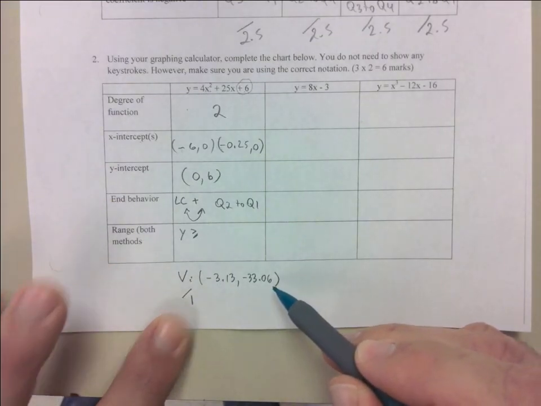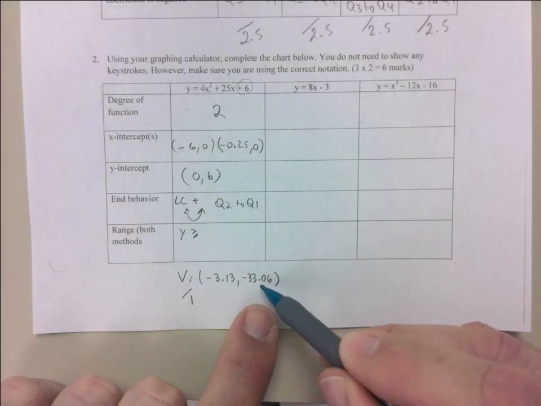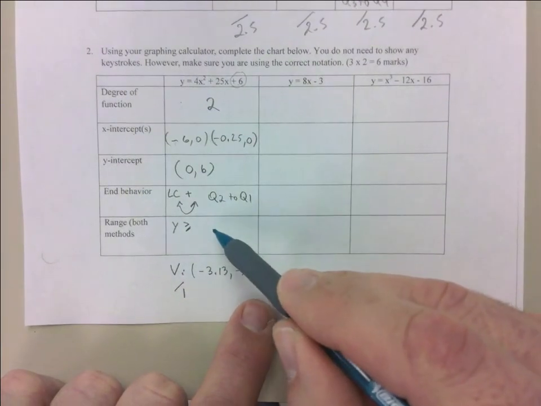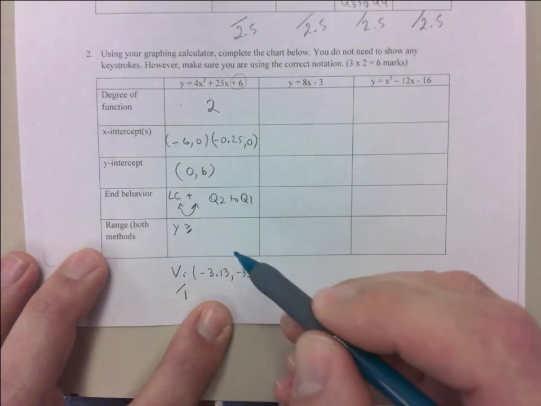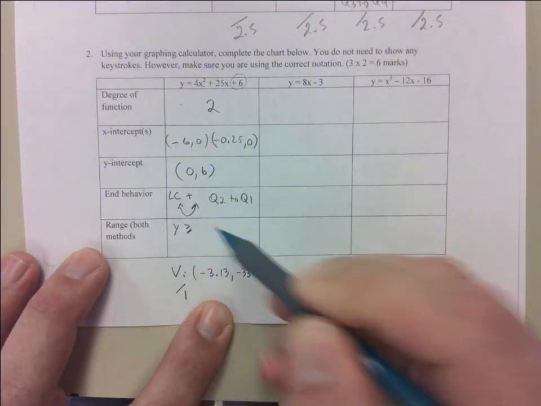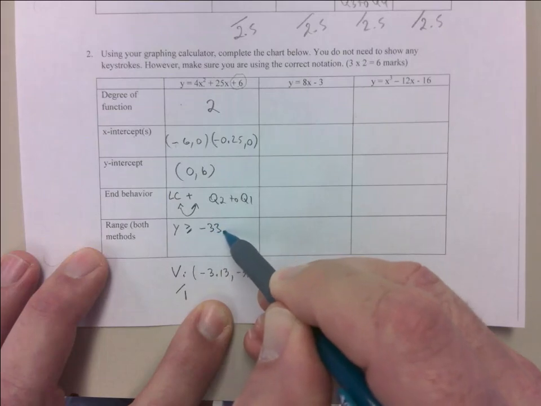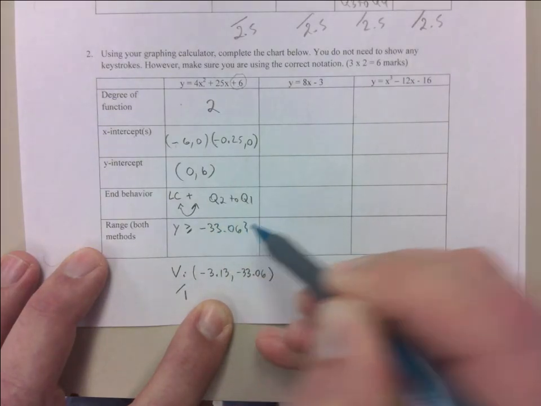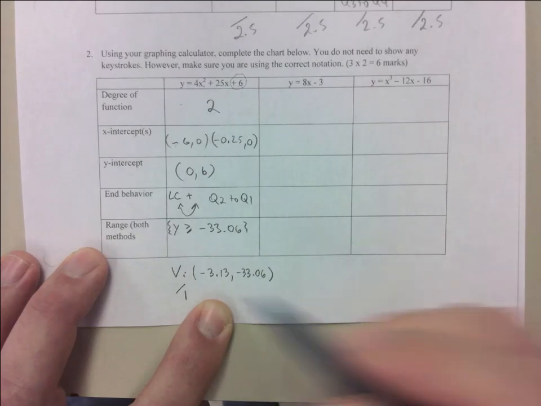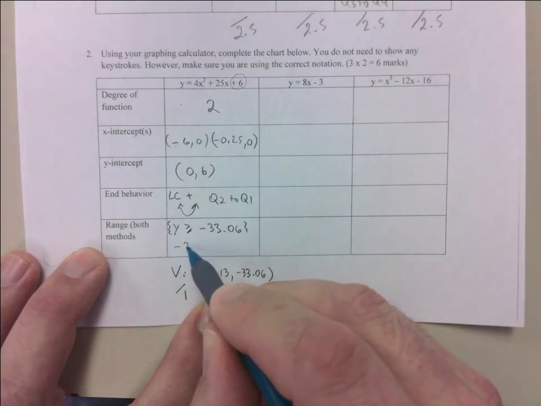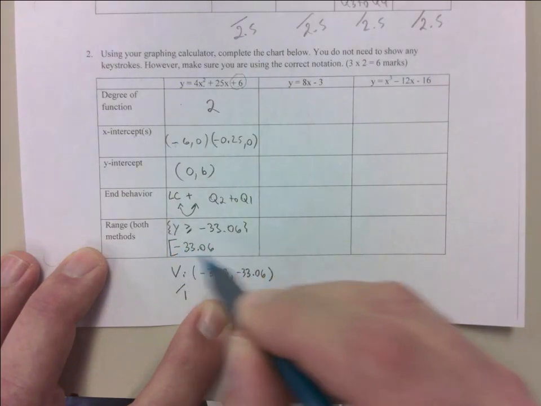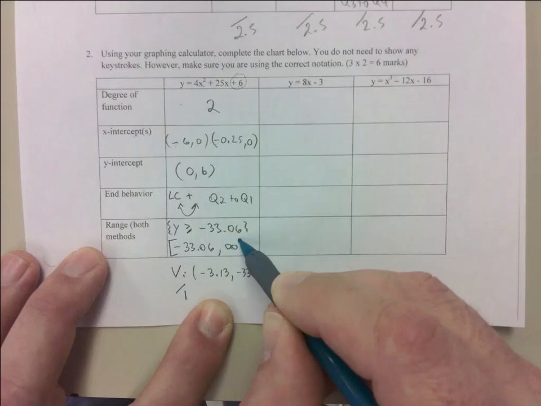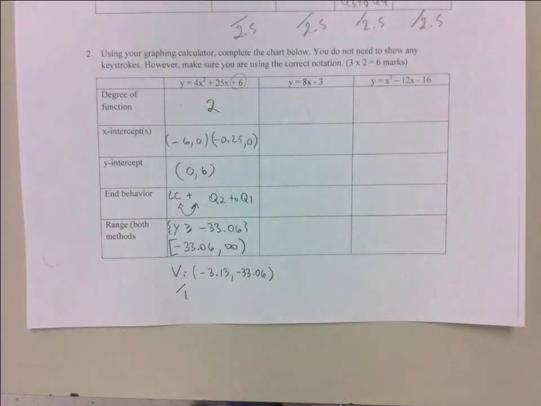If you found that, let's say you didn't write it down, you just have that 33 show up here, then I'm assuming you found it, right? So this would be y greater than or equal to negative 33.06, in set notation, or if you use interval notation, it starts at this y value and then it goes up to infinity. That's how you would do the range for this particular question.